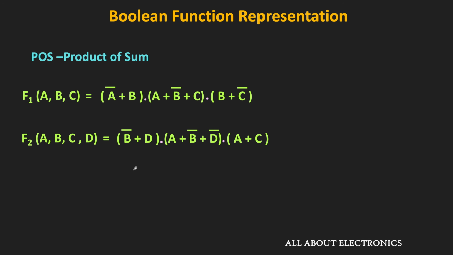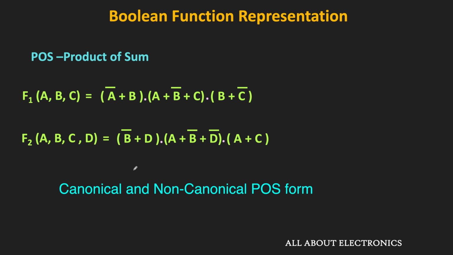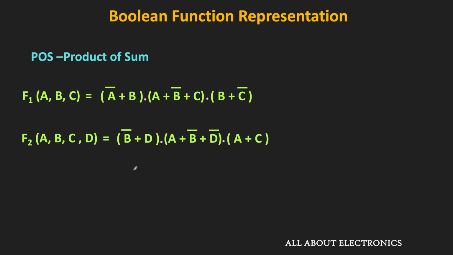Now, similar to the SOP form, this product of sum form of expression can be categorized into two types, that is canonical and non-canonical. In the non-canonical type of POS form, each sum term may or may not contain all the variables of the function. For example, these F1 and F2 are non-canonical forms of expressions, because if you see this F1, it is a function of three variables.